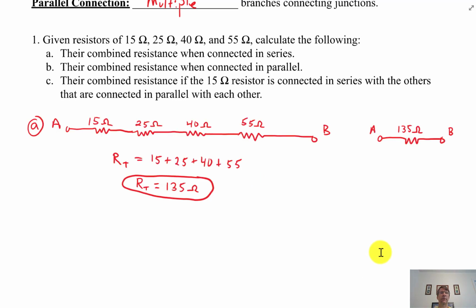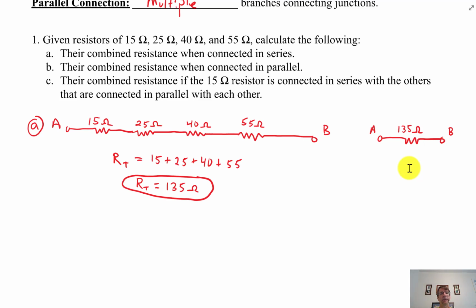So I've already done part A here, but it's pretty straightforward. There's almost no issues with this type of problem. If you connect resistors in series, and they don't have to be in order from lowest to highest, you can put them in any order here. But this is just a single branch, a single pathway from point A to point B, and you just add those 4 resistances together and you get 135 ohms. So those 4 resistors in series are acting as if the simplified diagram here on the right is true. They can be replaced by a 135 ohm resistor.